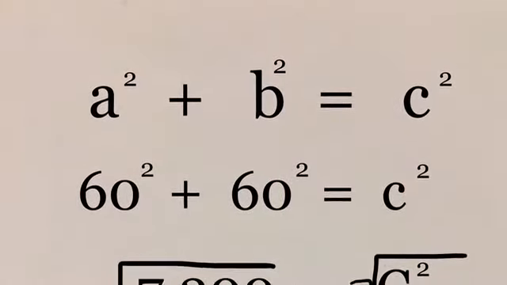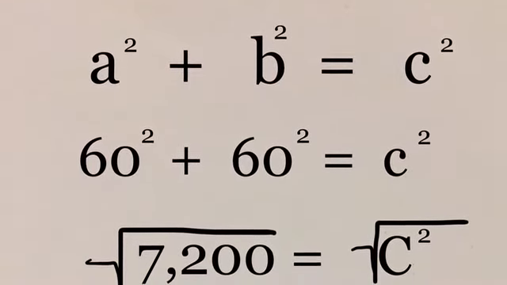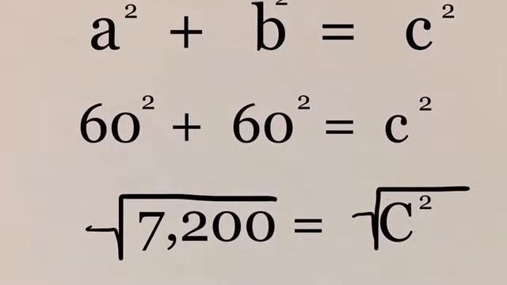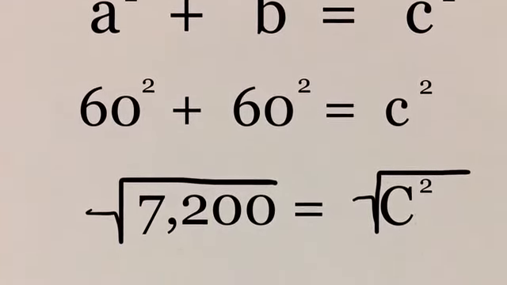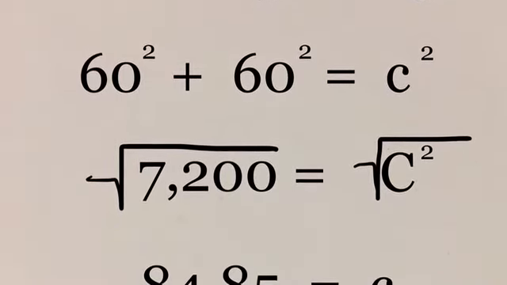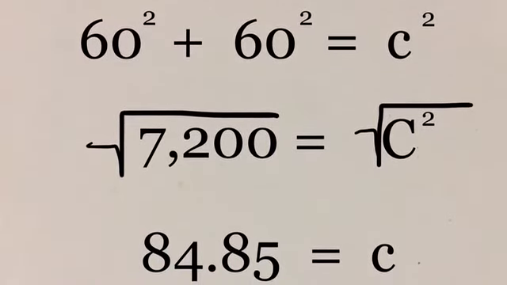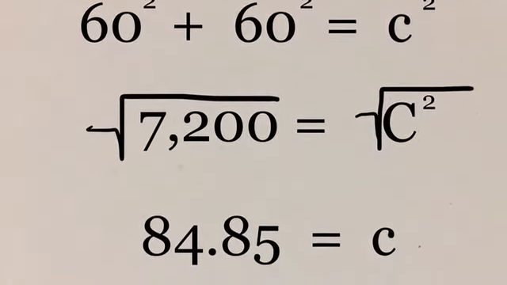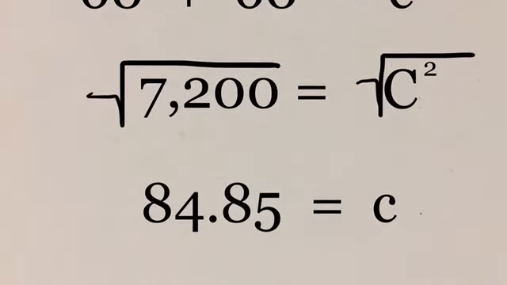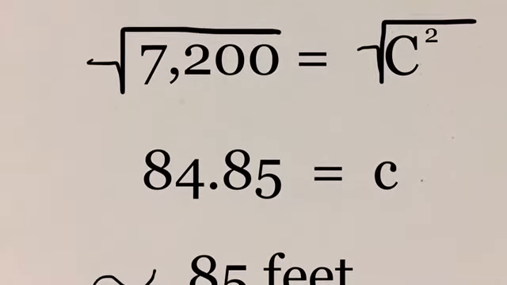Here, we will use the Pythagorean Theorem. We will substitute the value of 60 in for the legs A and B. Next, we will take the sum of 60 squared and 60 squared, which is 7,200. And finally, we will take the square root of 7,200 and also the square root of c squared, which represents our hypotenuse. This tells us that Miranda ran approximately 85 feet from second base to home plate.